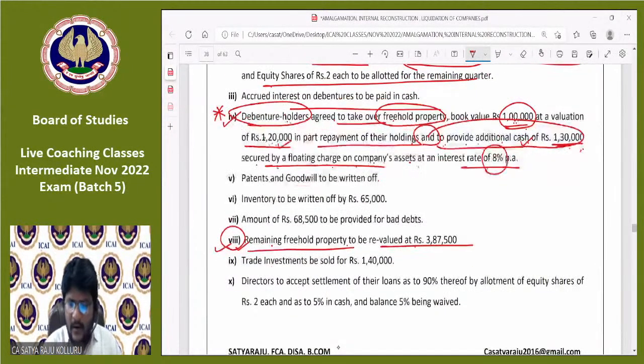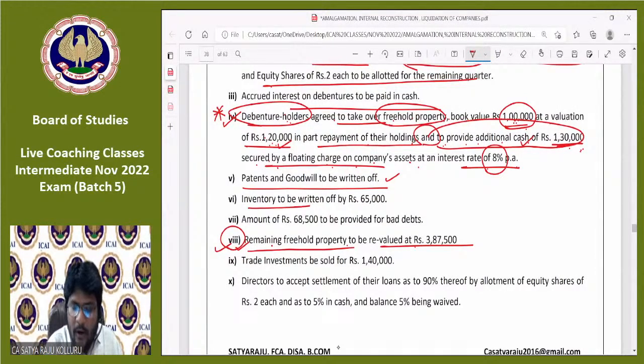Next. Sir, let us finish this problem in this session itself. Please, all of you concentrate. Patents and goodwill to be written off. Sir, last we will consider, because in a single entry we will put reconstruction to patents, reconstruction to goodwill. Here it was clearly given that something we need to write off with the reconstruction.